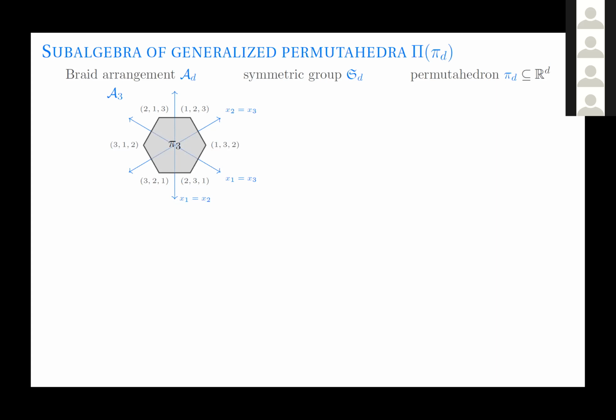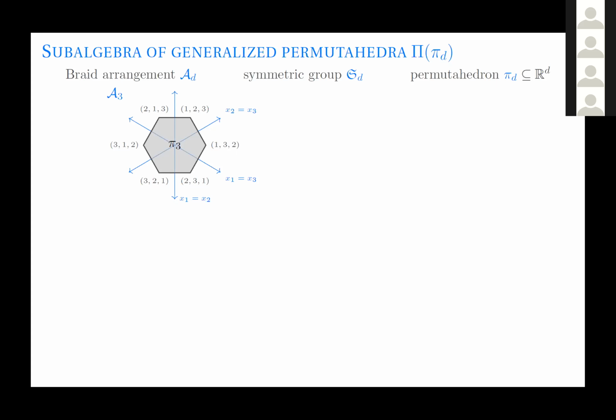And the braid arrangement is not just any arrangement. It has a lot of importance because it's one of these very special reflection arrangements. And the reflection group associated to the braid arrangement is the symmetric group. So these are things that we are very familiar with.